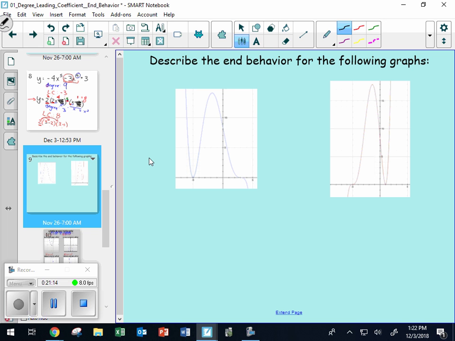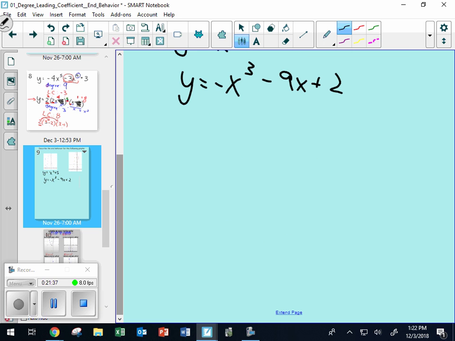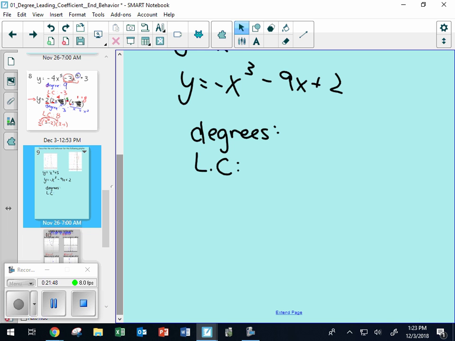And just take different polynomials. For example, x squared plus 5 is a polynomial, but so is negative x cubed minus 9x plus 2. That's also a polynomial. I would like you to try different polynomials that have different degrees and different leading coefficients, and see if you can notice a pattern between how your graph changes based on the degree and based off of the leading coefficient.